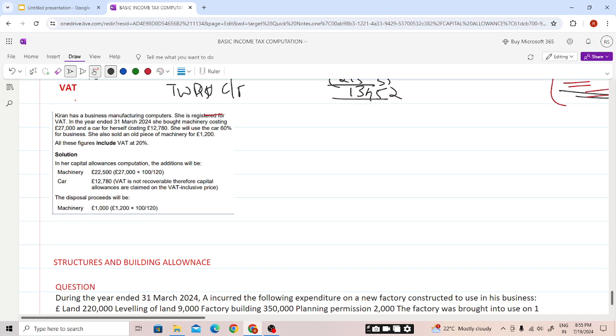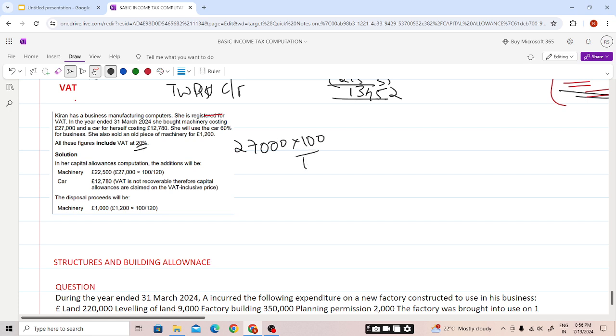In the year ended 31st March 2024, she bought machinery costing 27,000 pounds and a car for herself costing 12,790. She will use the car 60% for business. She also sold an old piece of machinery for 1,200. All these figures include VAT at 20%, students. So 27,000 is gross. So we need to find the net amount.